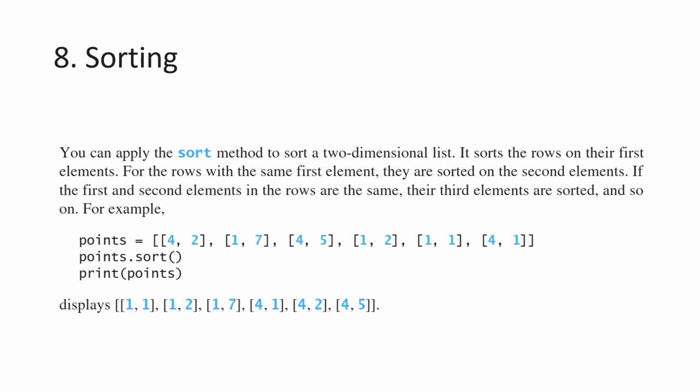Apply points.sort, then print out points. Print of points displays the sorted elements: it takes the first element and sorts it, then the second element, and so on. 1 1, 1 2, 1 7, then 4 1, 4 2, 4 5.